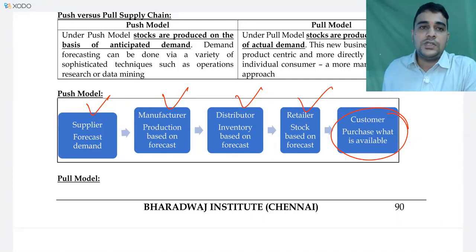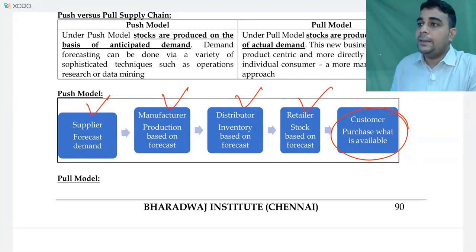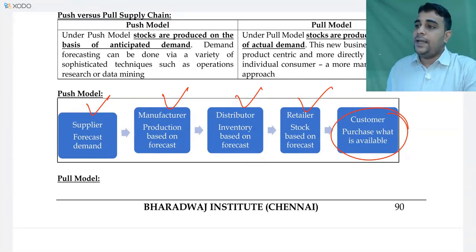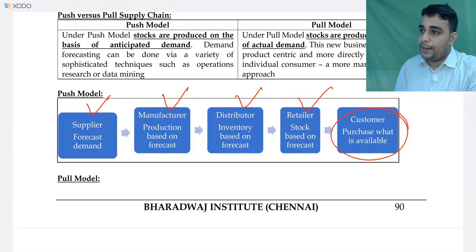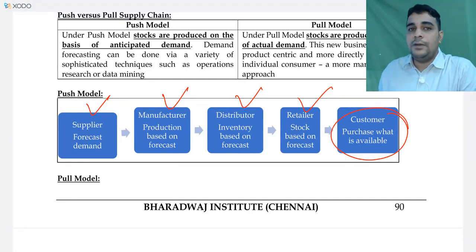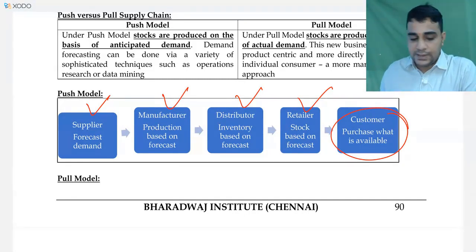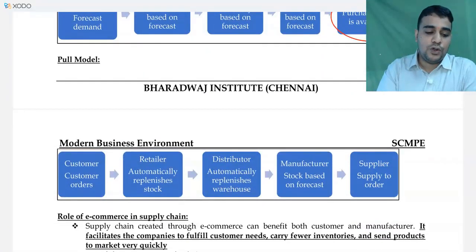When you follow this approach, the problem is you will have to maintain a lot of inventory. Inventory pile up can happen at every stage. Supplier stage, inventory can pile up. Manufacturer stage, inventory can pile up. Distributor stage, inventory can pile up. Retailer stage, inventory can pile up, and the customer will buy whatever is available. He will see whatever is available. Organizations want to move towards the pull model.